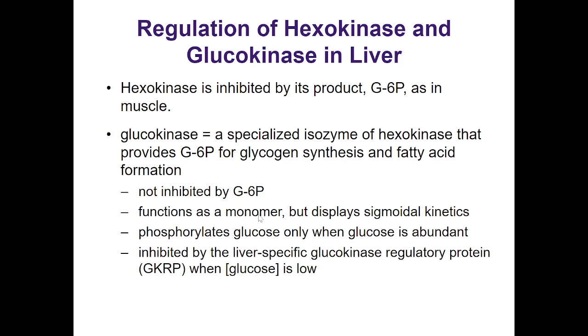It functions as a monomer, but it actually displays sigmoidal kinetics, which is typically not what we would see for a monomer, right? That's usually what we have when we have multiple subunits that are interacting with each other. It phosphorylates the glucose only when glucose is abundant, and it is inhibited by the liver-specific glucokinase regulatory protein, the GKRP, when glucose is low.